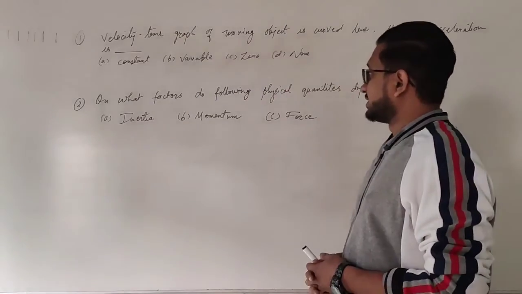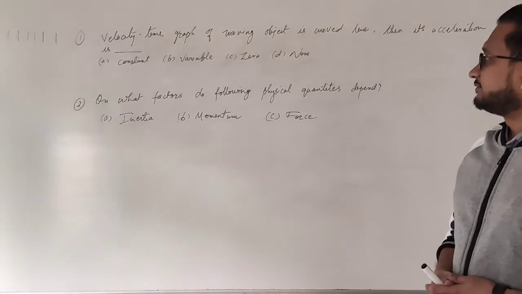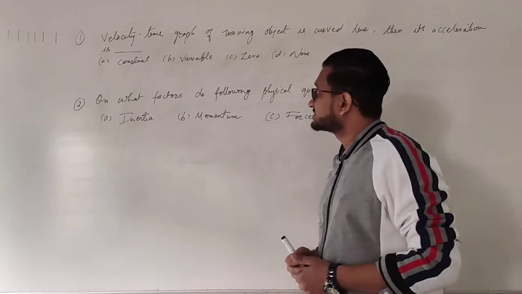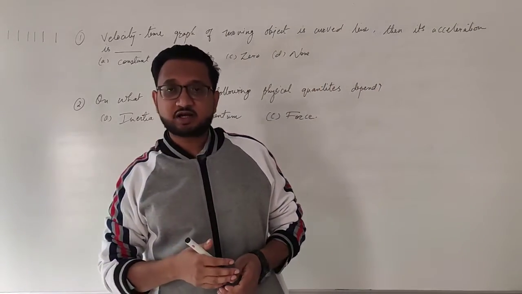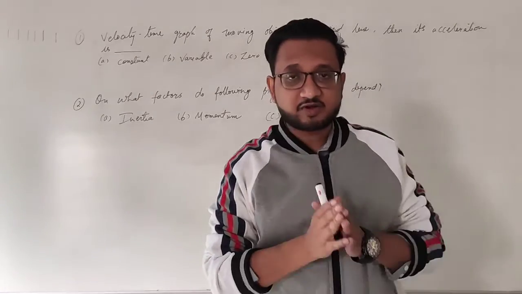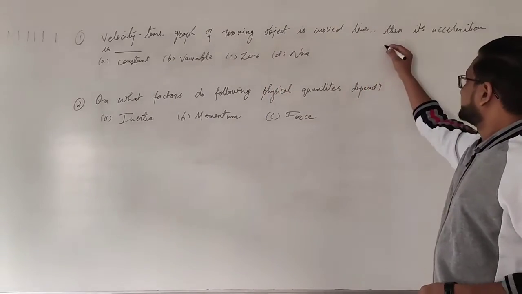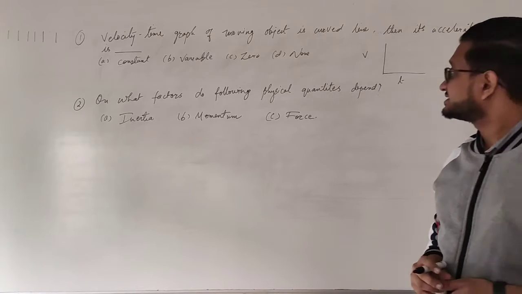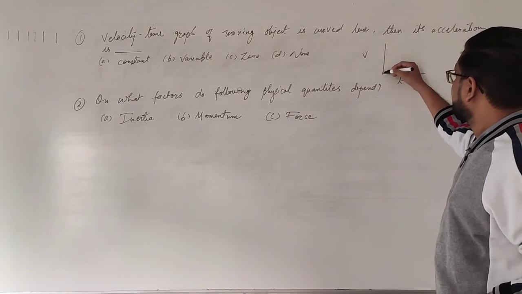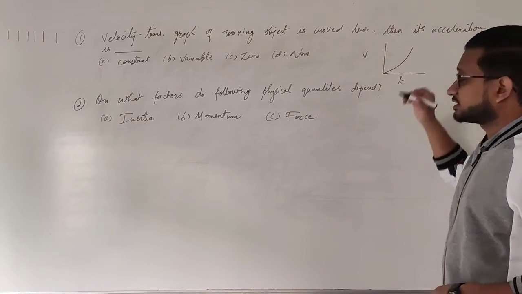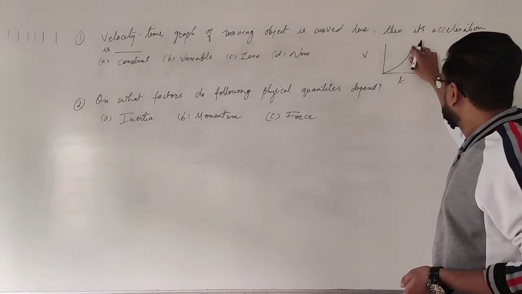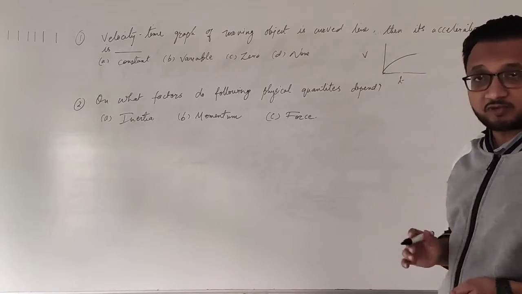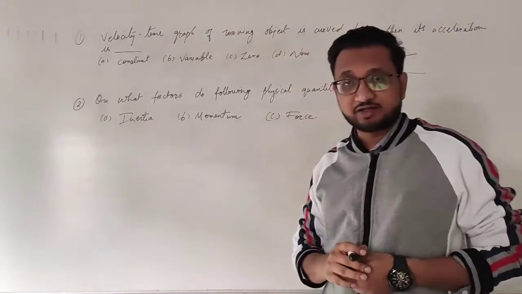Okay, students, another MCQ for you. Velocity time graph of a moving object is a curved line, where its acceleration is. So we are given just a statement that a velocity time graph, okay, that means this one, this is velocity, this is time, and it is said that the velocity time graph of a moving object is a curved line. It may be this way or it can be this way. Okay, whatever it is, a curved line, it is not mentioned.